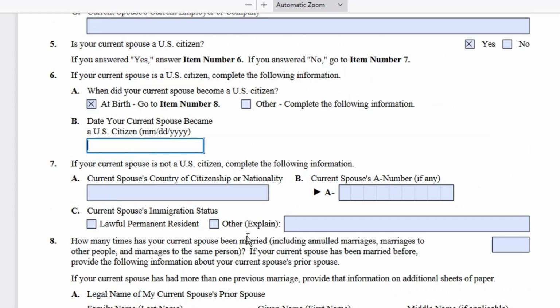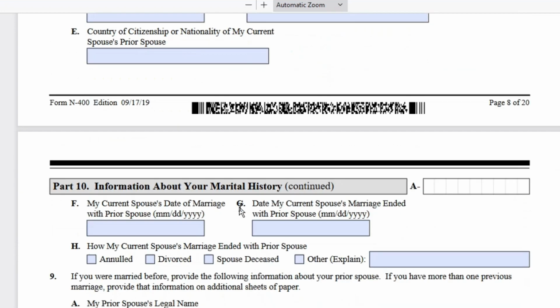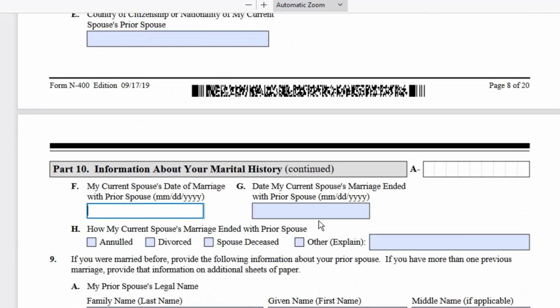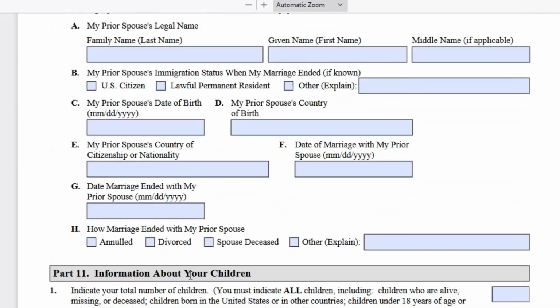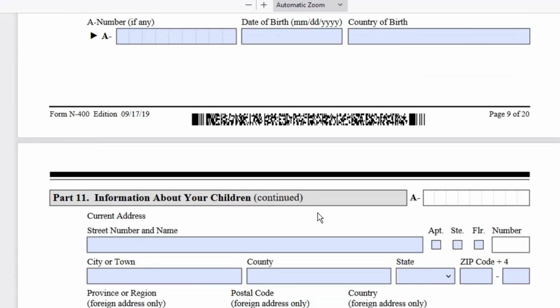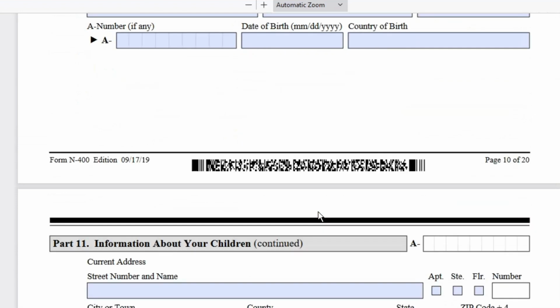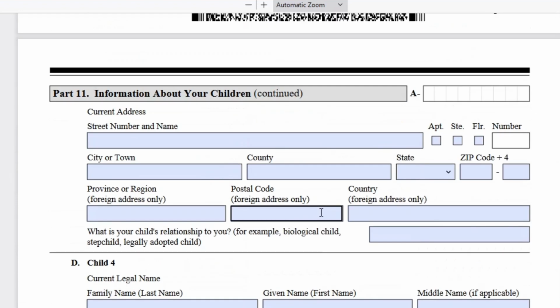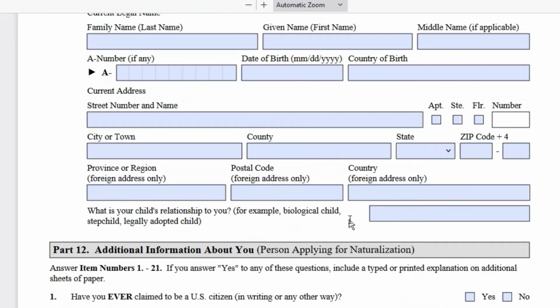How many times has your current spouse been married? You have to put that too. Maybe 1 or 2 times, you will put 1, including yours. And the legal name of your spouse, you keep going on. My current spouse, date of marriage, that's the date you got married. Here, if you were divorced, you're going to put divorced, annulled, etc. My prior spouse, if you were married before, you have to mention the name. The names of all your children, their age, if they have any, and their address here. It doesn't matter if they are adults or anything, you have to do it. And if you don't have enough pages, you add a page. Child 1, 2, 3, 4.